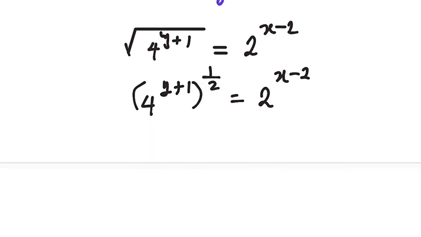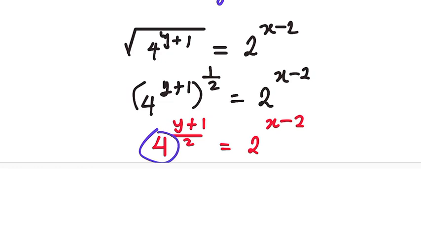So here we're going to have 4, the same way we did up there. So for y plus 1, we multiply by 1 over 2. So we're going to have y plus 1 all over 2 equals 2 to the power of x minus 2. Understood? So we have 4 here, and now from there we can write this 4 in index form.